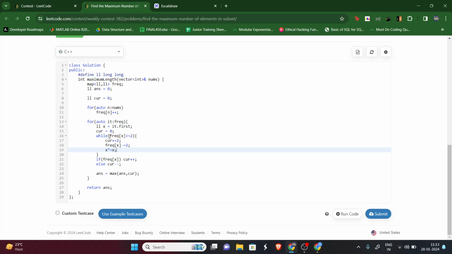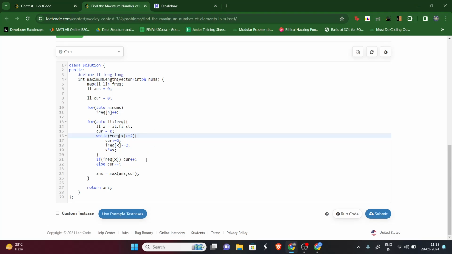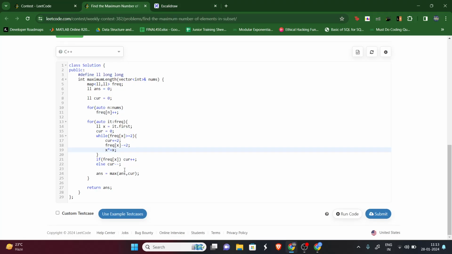Now we'll check if the frequency of x square is greater than or equal to 2. If this condition is satisfied, then we'll put x square on both ends, and at the same time we'll decrease the count. We are decreasing the count of whatever x we are selecting. And now if we have selected this x square, our new x will be x square into x square, that is x to the power 4. And that's what is happening here as well, because this x has already become x square, right?